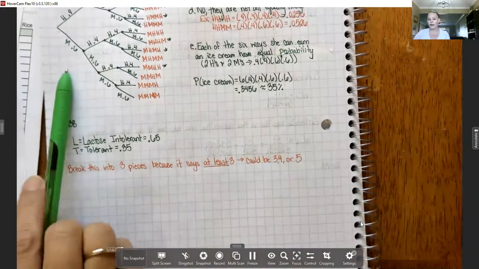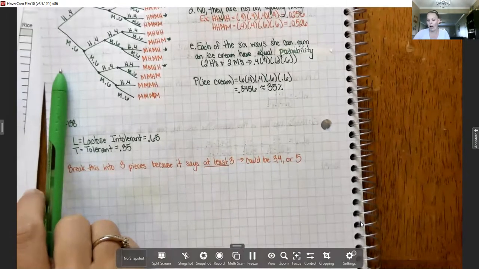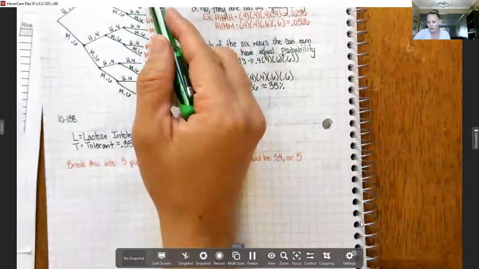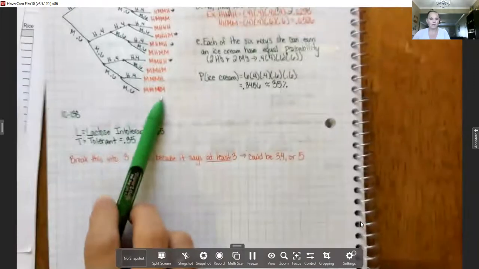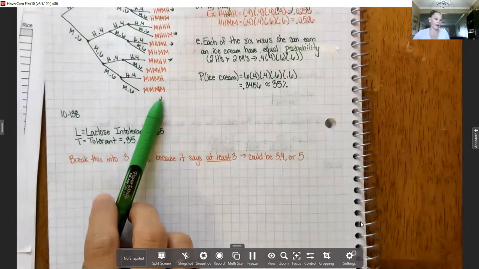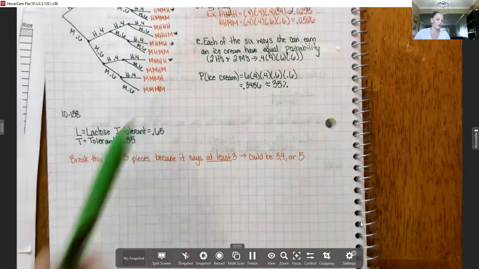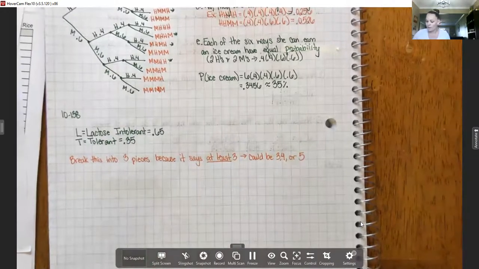We could make a tree. The tree would look almost identical, except at the 5th person, it would have another set of branches here, and they would be L's and T's. So it gets kind of messy. We could also list them all. But again, the list is going to be larger than this, so it can get kind of messy and tedious. So I'm going to break this into, like I said, 3 pieces.